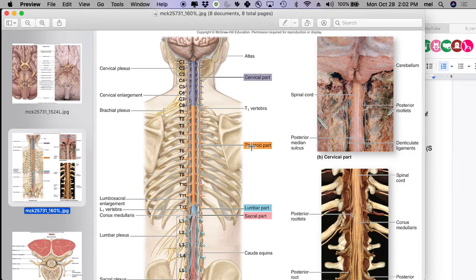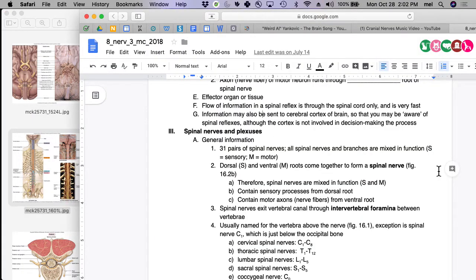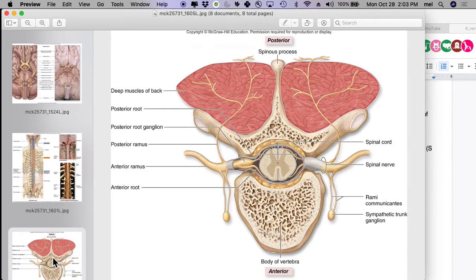They're all paired. There are 31 pairs of spinal nerves, and they are all mixed in function, and that's important for you to understand. Unlike the cranial nerves, which were sensory or motor, or some of them were both, these are all mixed in function, okay? And what's going to happen is the dorsal and the ventral roots are going to come together. And this is where students get confused, so pay attention to this part.